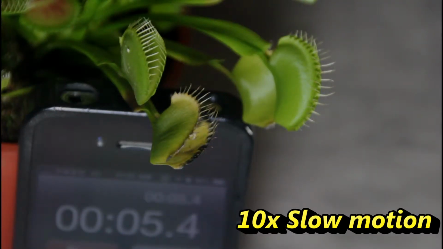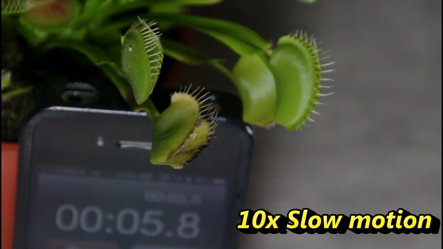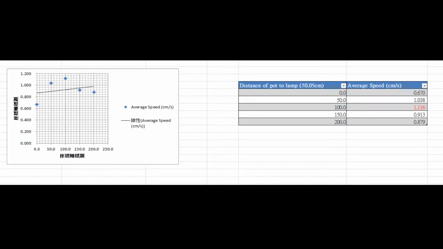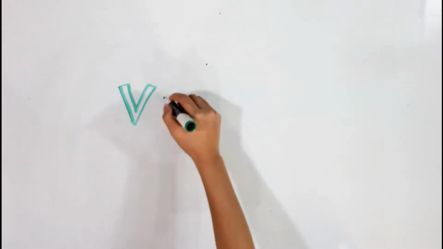However, there's an anomaly at 100 centimeters. When the lamp was 100 centimeters away from the Venus flytrap, the average speed was greater than when the lamp was 50 centimeters away from the flytrap. This could be due to certain factors that will be explained in the evaluation.